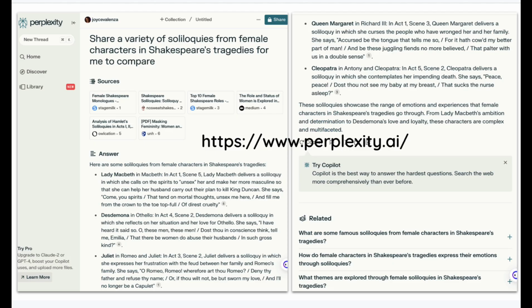This is another example of Perplexity using RAG. In this case, I asked it to share a variety of soliloquies from female characters in Shakespeare's tragedies for me to compare. It is going into the corpus of Shakespeare content. It is suggesting tragedies and soliloquies. It's giving me act, scene, and even quotes.